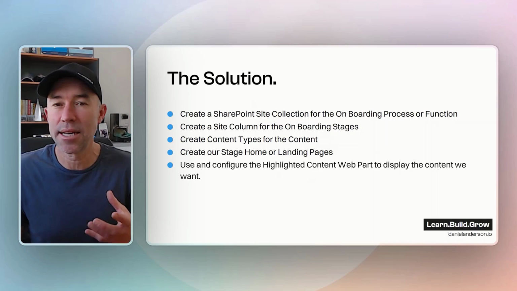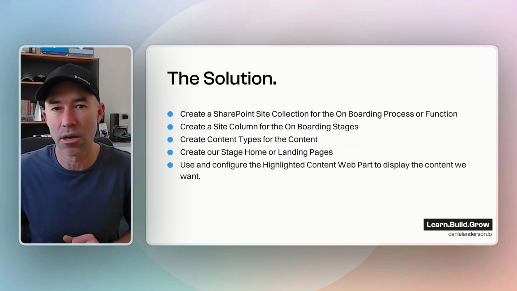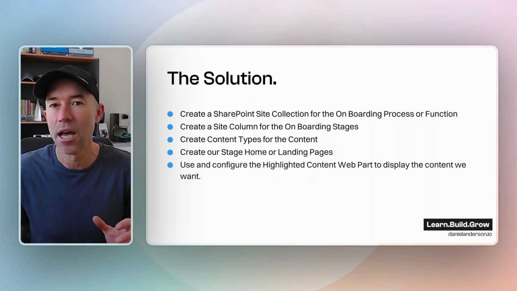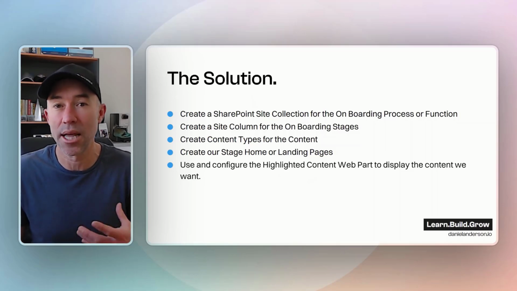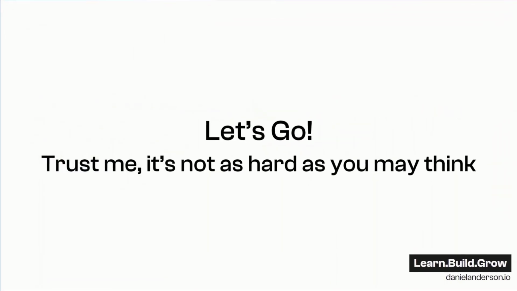We're going to use and configure one of the Swiss Army knives of web parts in SharePoint, and that is the highlighted content web part. And we're going to use that across our pages to dynamically display the content that we want to display on our landing pages. So without further ado, let's get stuck into it. And what you'll see is that it really isn't as difficult as you may think to create these experiences. Let's go.